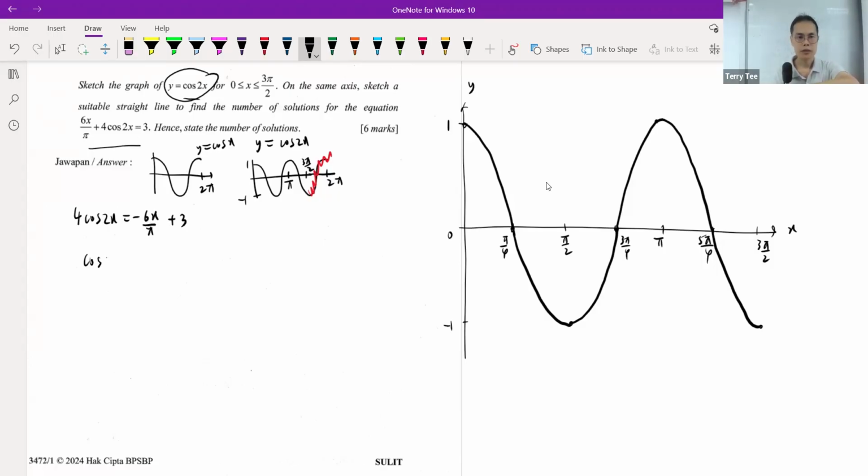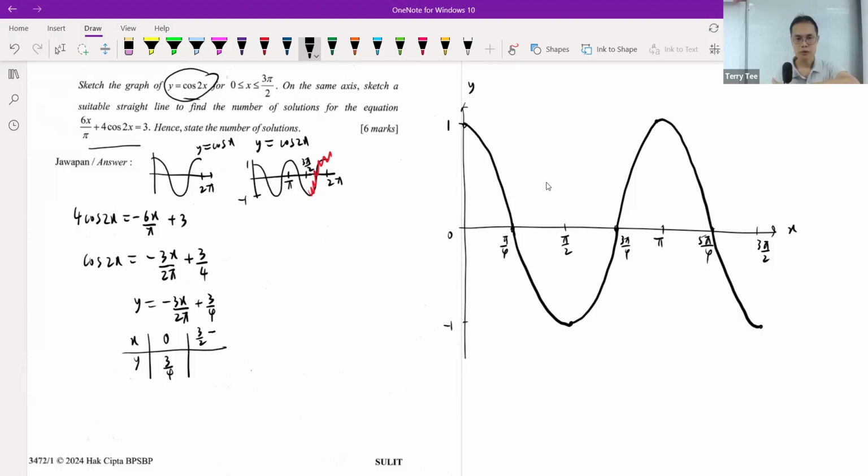Then I divide by 4. 6 divided by 4 is 3 over 2 pi with the x. You can put the x here, plus 3 over 4. Okay, so the straight line that you have to draw is this. The easiest way to draw a straight line is to use the table of values. Take the smallest value, which is 0 from the graph. If you put 0 here, I got 3 over 4.